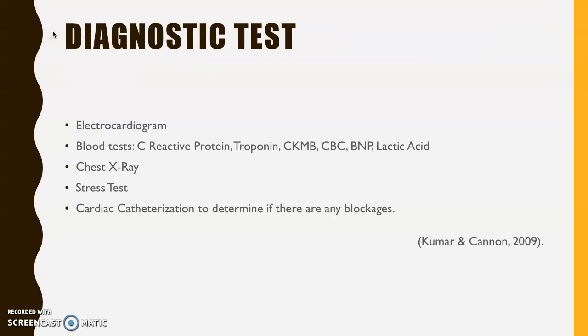Diagnostic tests include an electrocardiogram and blood tests. The 3 major cardiac blood tests that they do are a C-reactive protein, troponins, and CKMB. And then I would also do a CBC, BMP, and a lactic acid. Chest x-ray to check for fluid overload, a stress test, and then if the stress test is positive, a cardiac catheterization to see if there are any blockages.